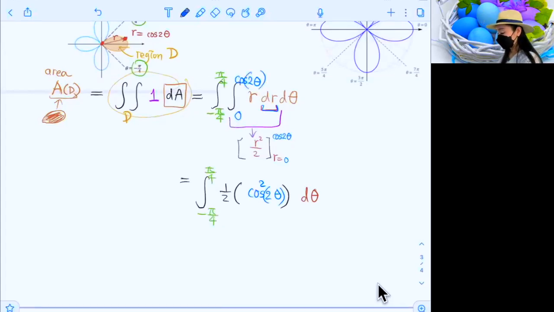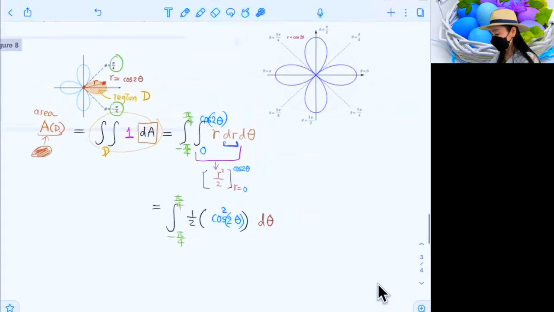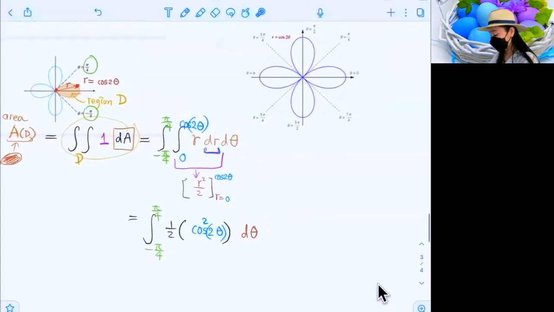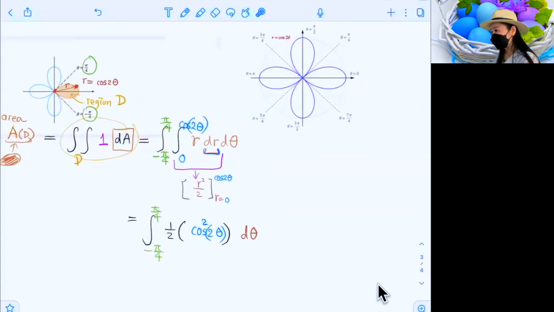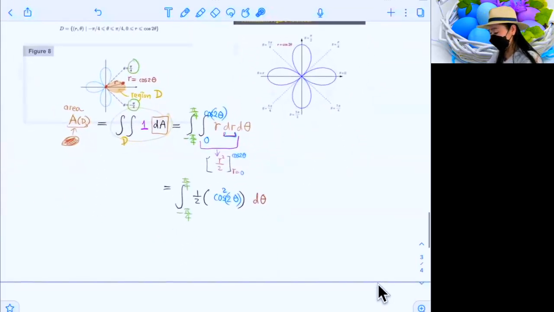How do you find this integral without using a computer? What integration method would you like to use? When the exponent on cosine here is even, think about which angle formula. Half angle formula. Yes, very good. Do you guys remember the half angle formula?